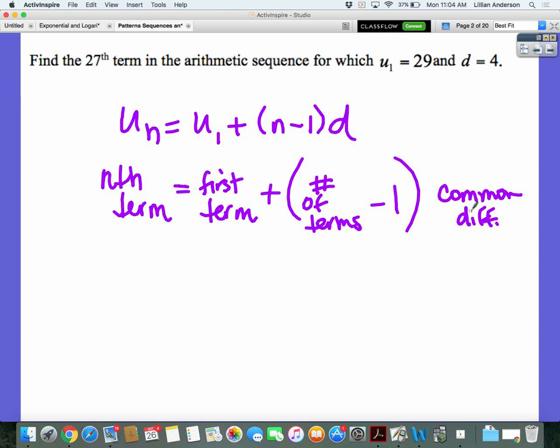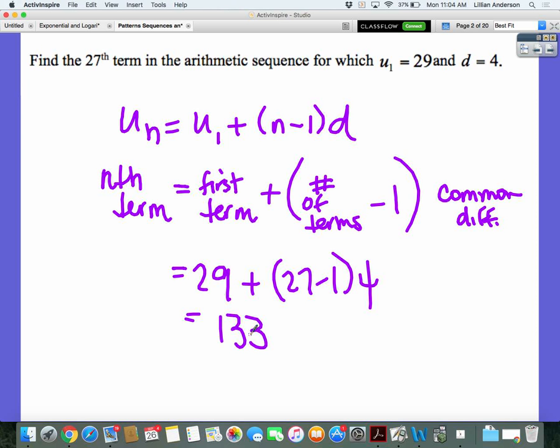It's different when you're looking at a geometric sequence. So yes, you guys plugged in 29 plus 27 minus 1 times 4, and the answer, I missed that. What was the answer? 133. Very good, okay? Whiteboard's cleared. Here's the next one.